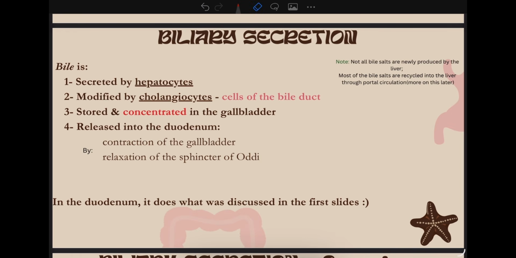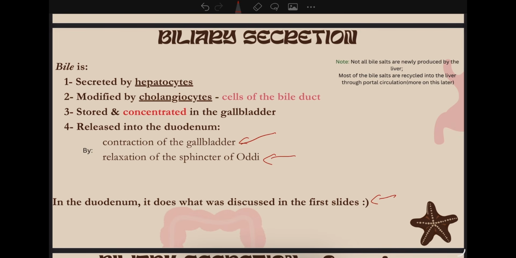The key difference here is that we store it and concentrate it in the gallbladder. So this is the role of the gallbladder, concentration of bile. And then it gets released into the duodenum. How? You contract the gallbladder and relax the sphincter of Oddi. And then once it reaches the duodenum, you know what it does. We just said the lipid digestion stuff.